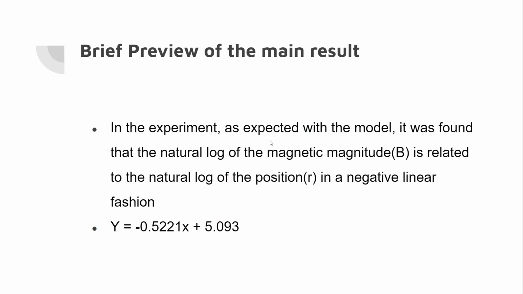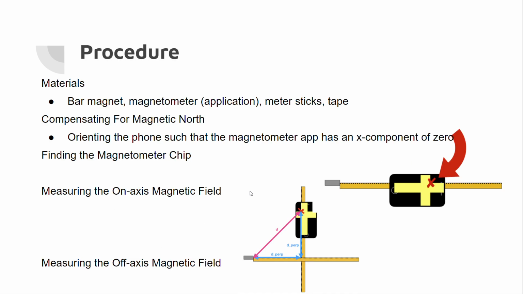Brief preview of the main result. In this experiment, as expected with the model, it was found that the natural log of the magnetic field magnitude B was related to the natural log of the position R in a negative linear fashion, noted by this equation.